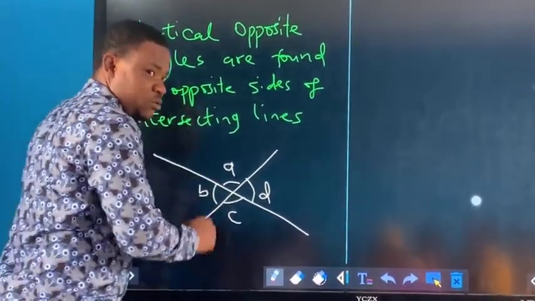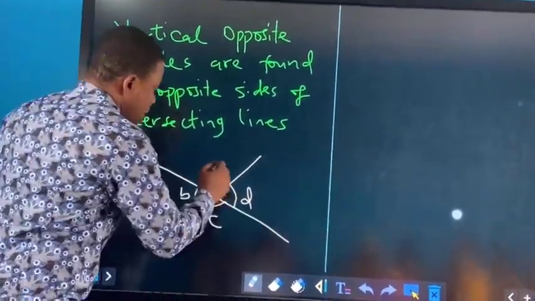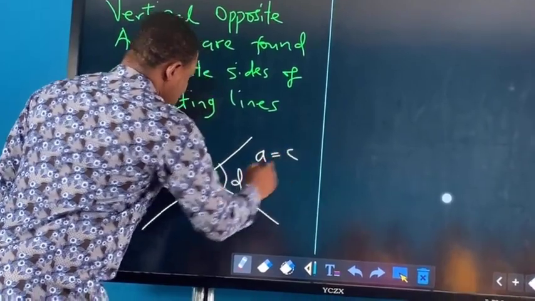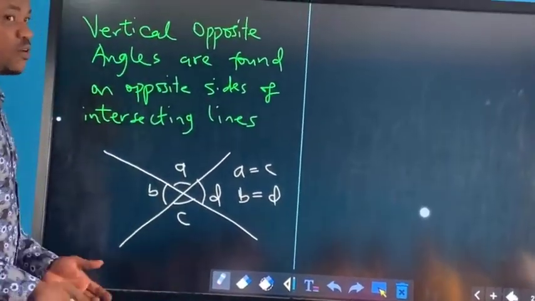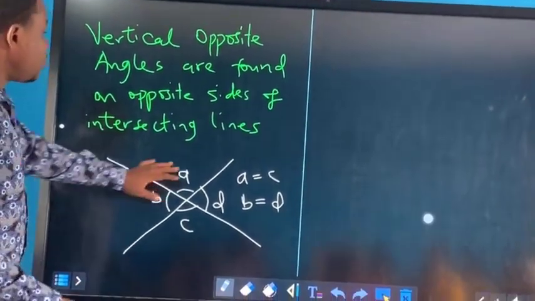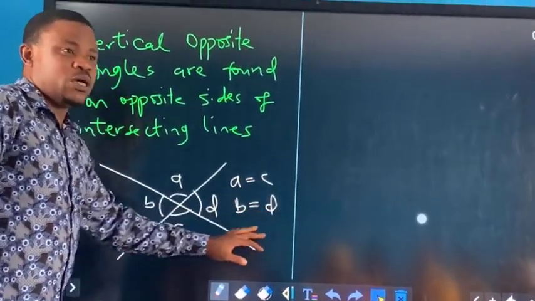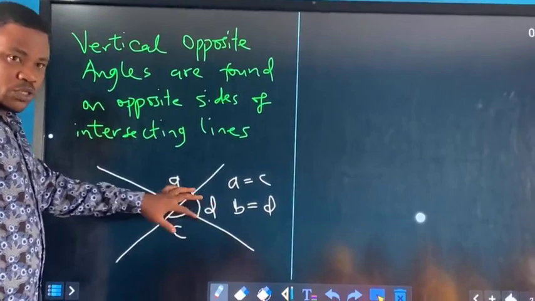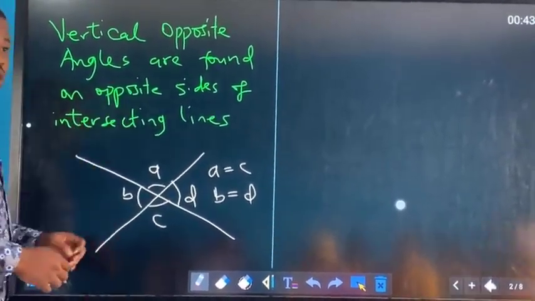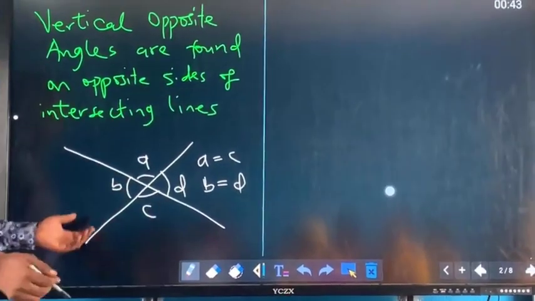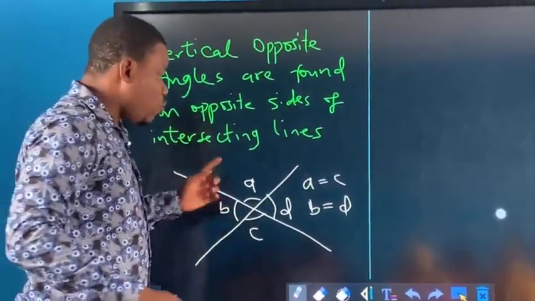So here, the vertically opposite angles are A and C, B and D. Is that right? A is equal to C and B is equal to D. Anytime 2 lines cross each other, you must see why they call them X angles, because they look like X. You get it? Now let me show you why this is.